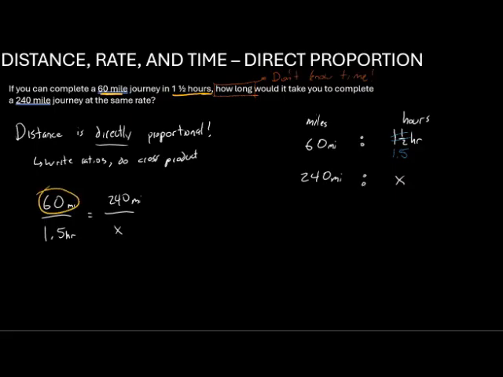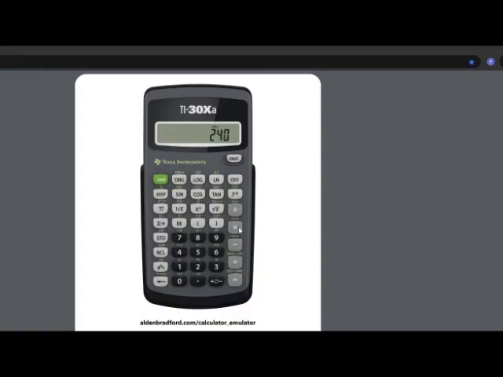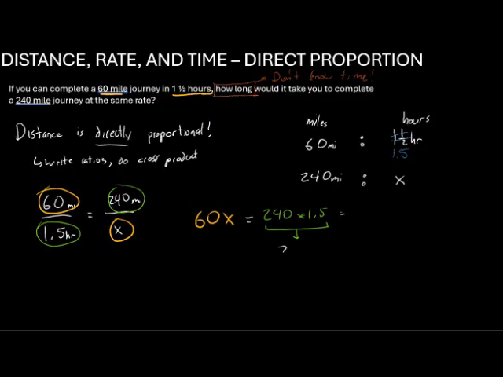We'll begin by taking the 60 multiplied by the x for 60x. We'll set this equal to 240 times 1.5. We'll start by multiplying the 240 times the 1.5 in our calculator. This gives us an answer of 360. Then we'll divide by the number next to x, that's 60. Therefore, our x is equal to 360 divided by 60.